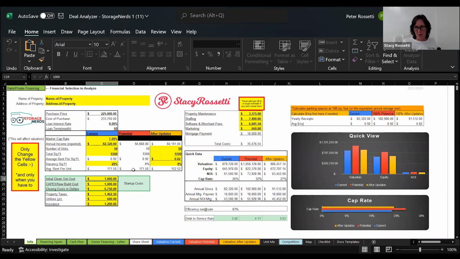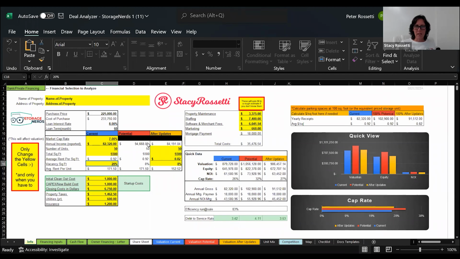8% is the number that we use internally to look at deals. Some people use 10, some people 5, we use 8. So this is basically taking it from 20% to 8% vacant. That's why you can't change any numbers here. Over here, you can change this. You could change it to 5 or 10 or whatever you want.